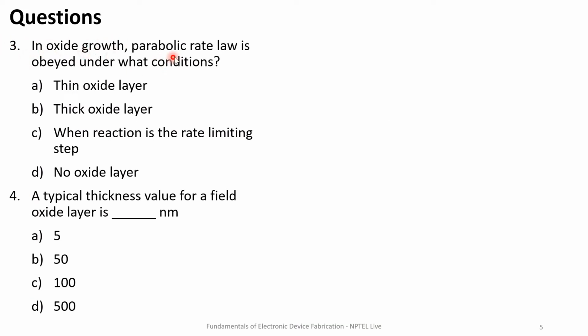In oxide growth, parabolic rate law is obeyed under what condition? Thin oxide layer, thick oxide layer, when reaction is the rate limiting step, or no oxide layer. Does anybody know the answer? Please unmute.